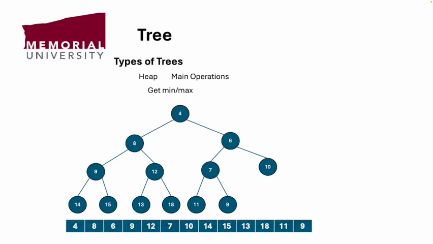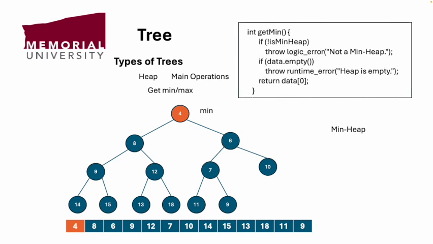Now, getting the minimum. For example, we want to get the minimum value. This is the min heap, right? So if it is a min heap, we can get the minimum value easily, right? It's just index 0, which is 4. So pretty straightforward. That's the code. Mainly this part: return data 0, the first element of the array.